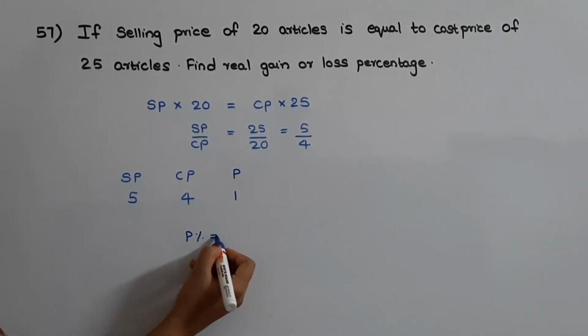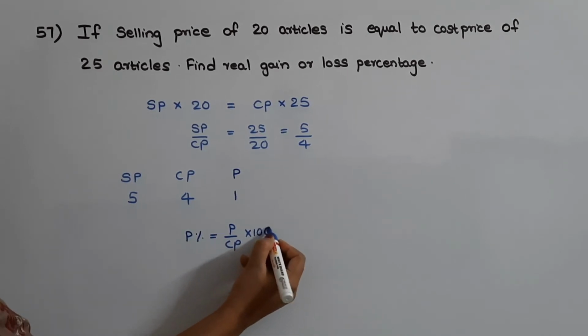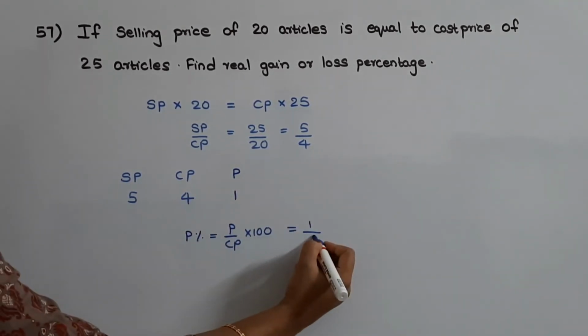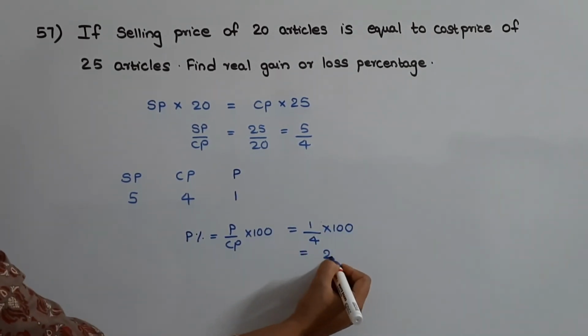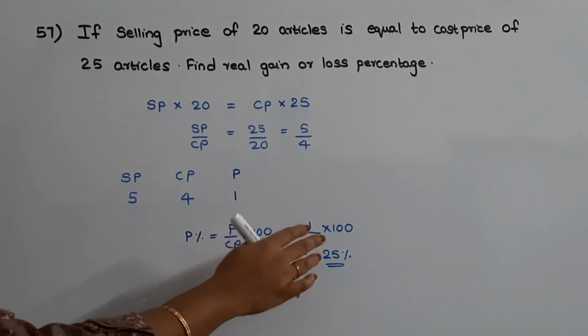Then what will be the profit percentage? Profit percentage is equal to profit by cost price into 100. So profit here it is 1 by cost price is 4 into 100. On solving this, you will get the answer as 25%. Okay. So this is the answer.